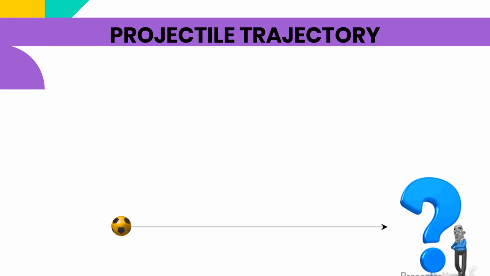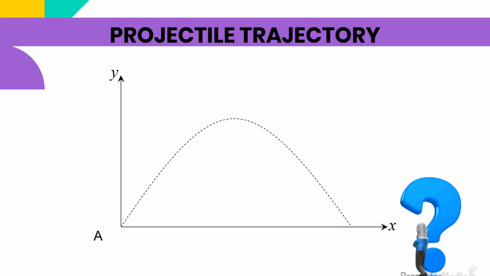Imagine we kick a ball. The ball moves in a trajectory motion. At point A, the ball is moving with the initial velocity u. Since velocity is a vector quantity, the velocity needs to be resolved into x component and y component.